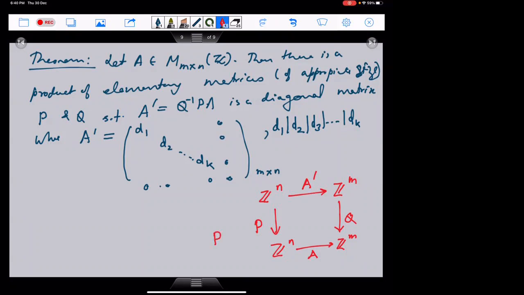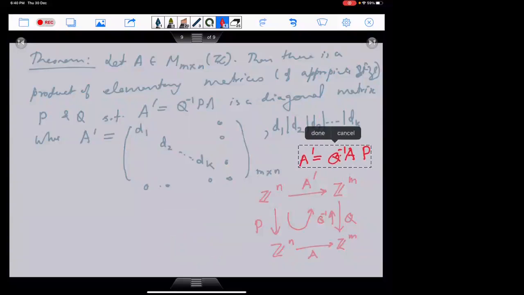P first, compose with A, compose with Q inverse. You see that? So going back, this is Q inverse. If I go like this, I'm supposed to get A prime. Is it clear? This as a map, what is happening? From Zn to Zm, A prime is a map. That means the matrix is the same thing as composing P with A, then Q inverse.